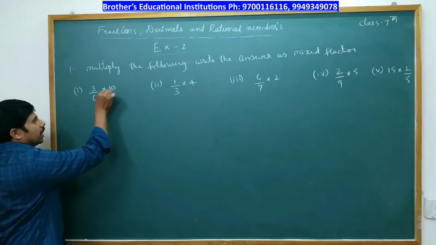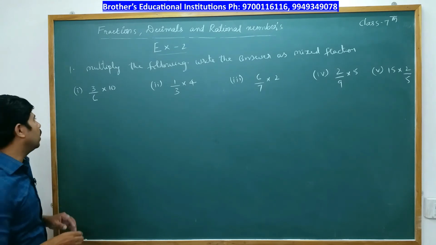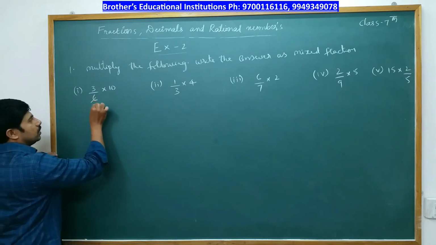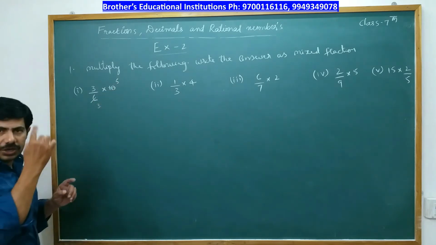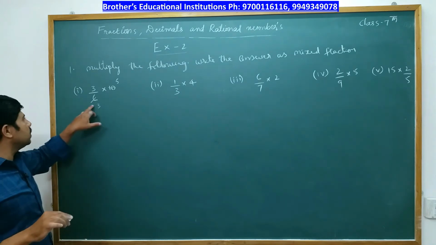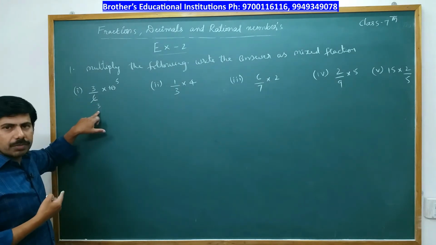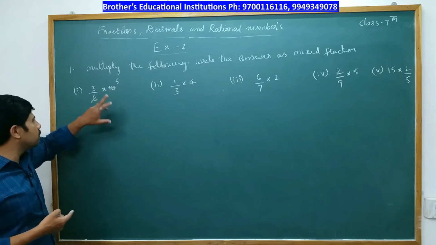See, 10 and 6 both are even numbers and get cancelled in the two table. So 2 3s are 6, 2 5s are 10. Always cancel numerator and denominator in the same table. I am cancelling this in the two table. 2 goes how many times? 3 times. 2 goes how many times? 5 times. So those numbers you write.